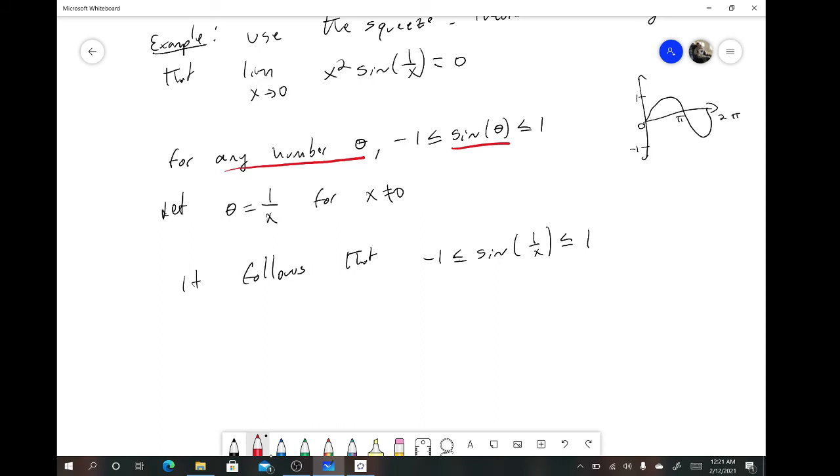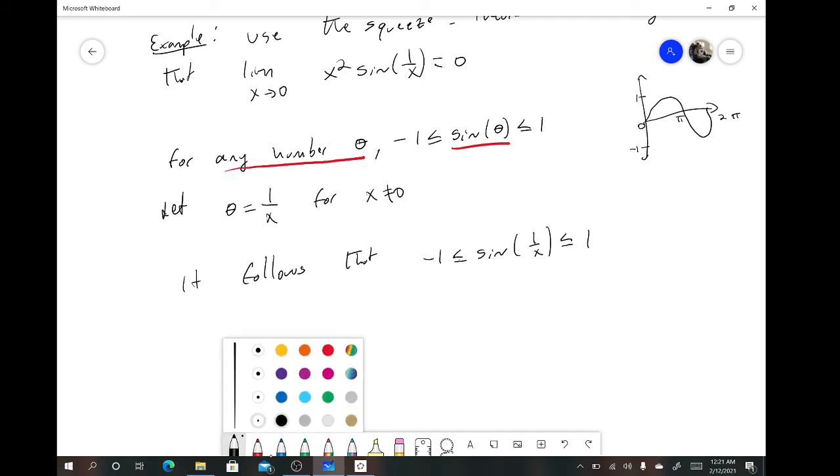1 over x, whenever x is not equal to 0, is a real number. You could pick your favorite number for x, it's going to be a real number. It's going to be 1/2, 1/3, and so on. So this is always going to be true. Sine of 1 over x for any real number x except for 0 is always going to be bounded by -1 and 1.